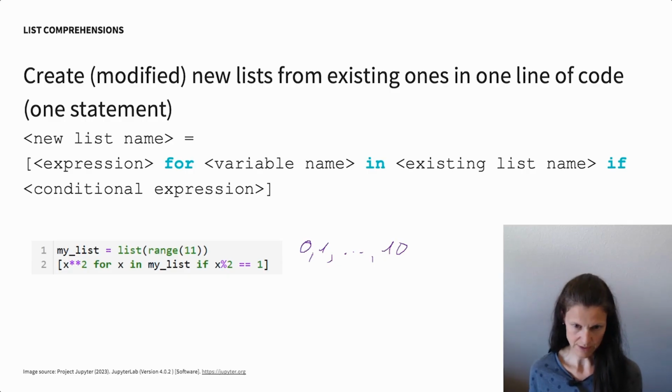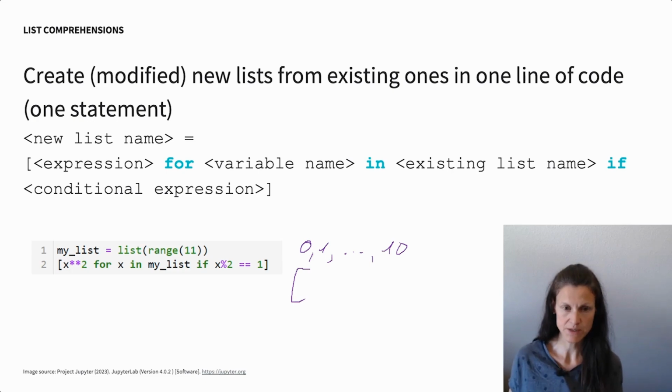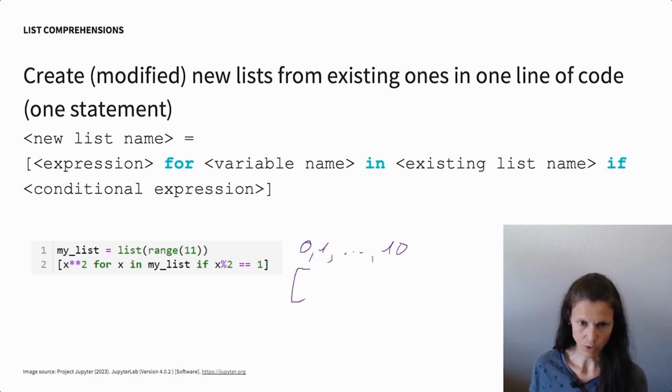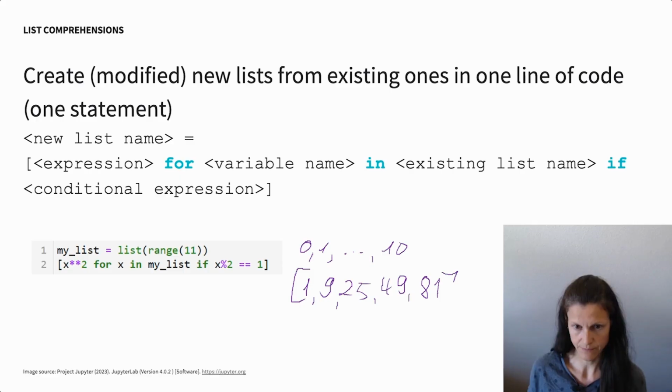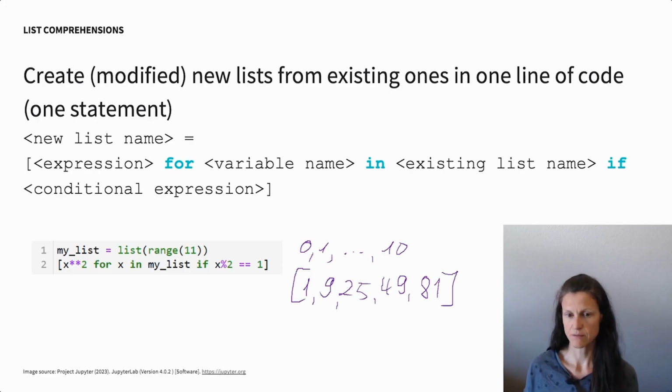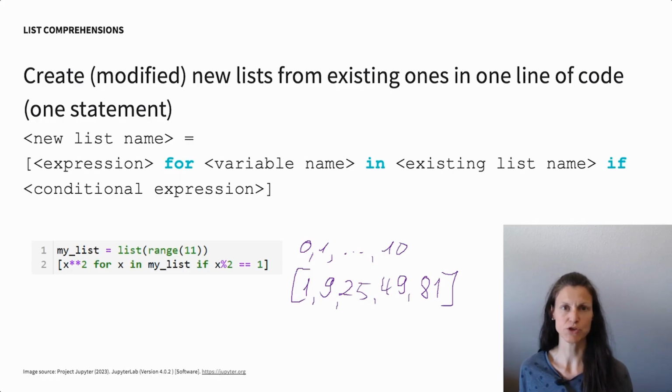So what this command does is it takes only the odd numbers between 0 and 10, puts them in a new list and squares each element. So we have 1 squared is 1, 3 squared is 9, 5 squared is 25, 7 squared is 49, 9 squared is 81, and that's it. And that's the result of our list comprehension, just in one line of code.